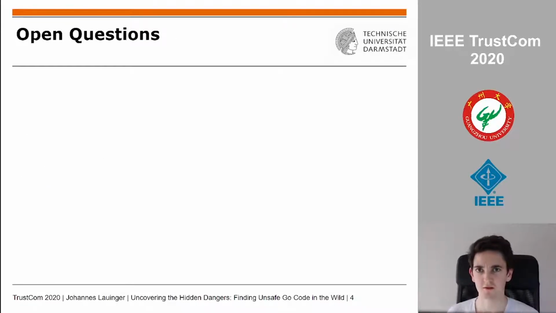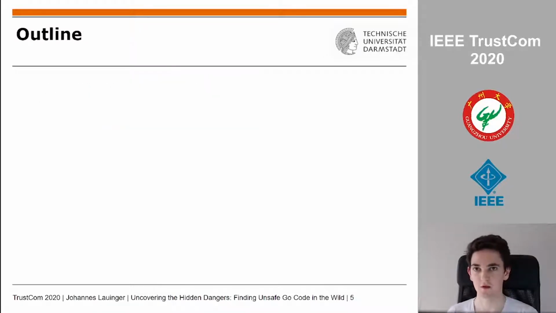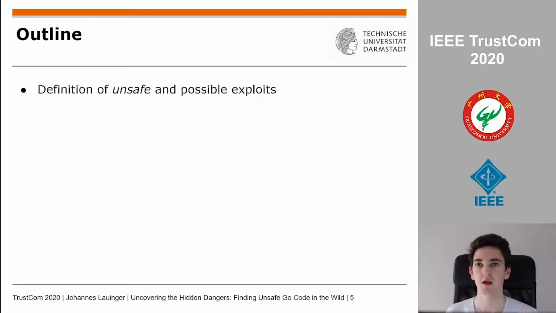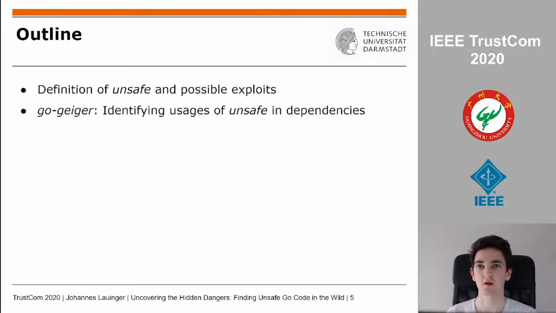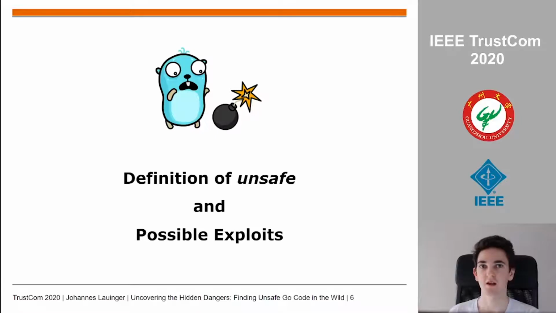The goal of this work was to find out how dangerous using unsafe is and how often that is actually being done. So how common is it used in real-world software. The talk will be structured into 3 main parts. First, we'll cover the basics of the Unsafe API and go through some possible dangers and exploits. Then I'll introduce our novel static analysis tool go-geiger, which can identify unsafe usages in a project and its dependencies. And also I'll present our study on unsafe usage in open source projects. Last, we'll go over Go Safer, a second novel tool that we developed designed to find known dangerous misuses of the Unsafe API. So let's begin with the definition and some possible exploits.